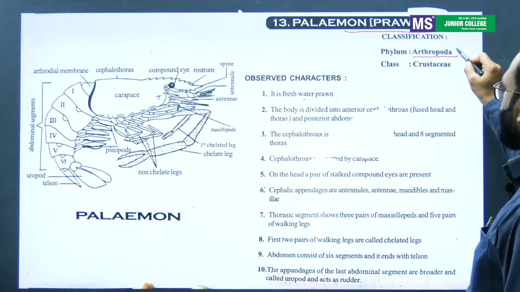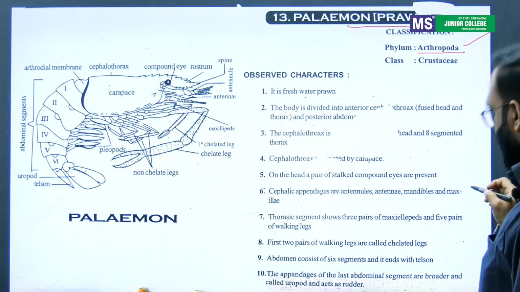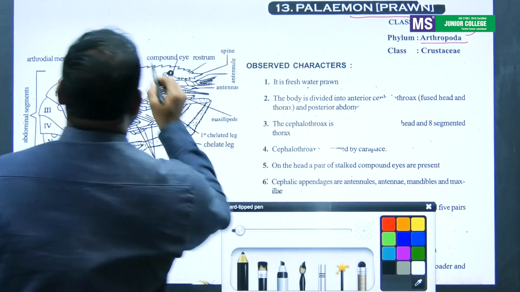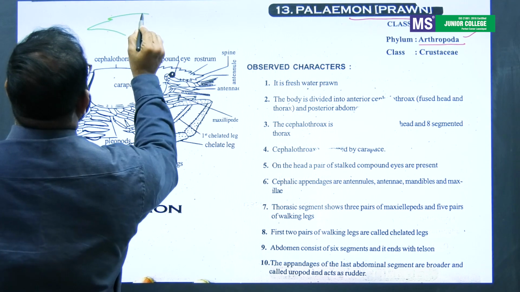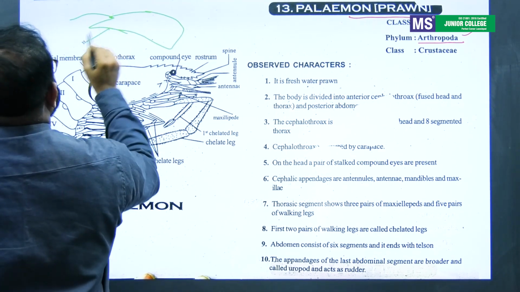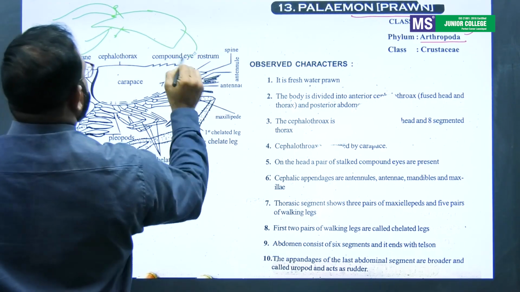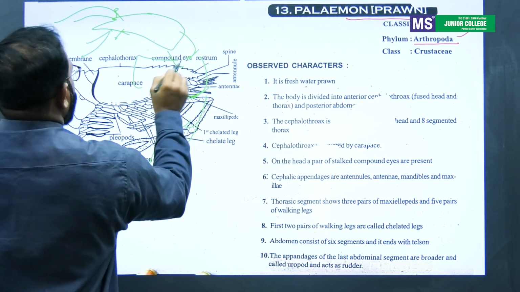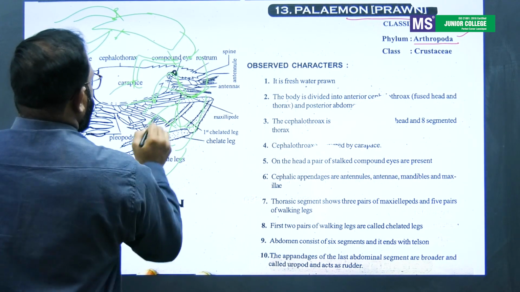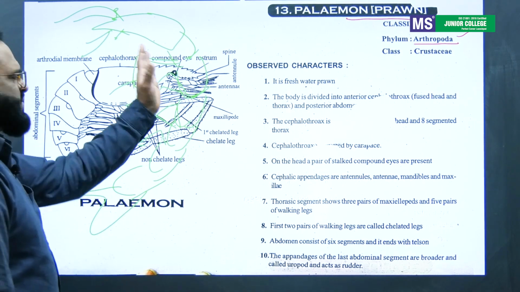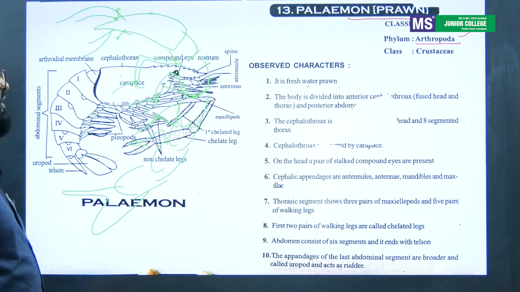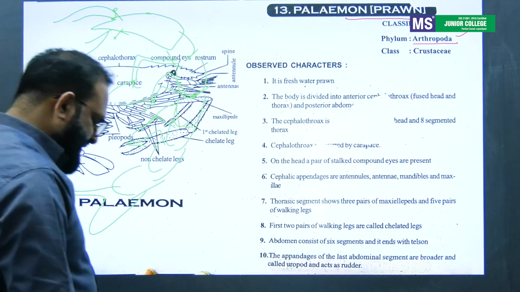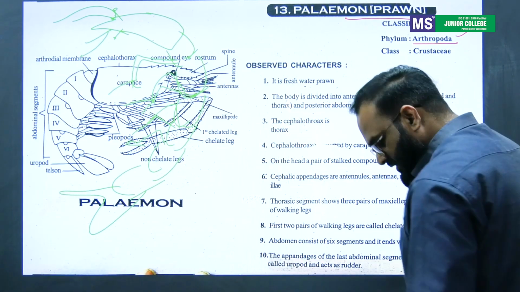Palaemon, prawn, phylum Arthropoda. Students, if you are facing difficulty in drawing the prawn, here is a simple diagram. You can draw a rough diagram like this, but you have to label compound eyes, antennae, biramous appendages, carapace and all.